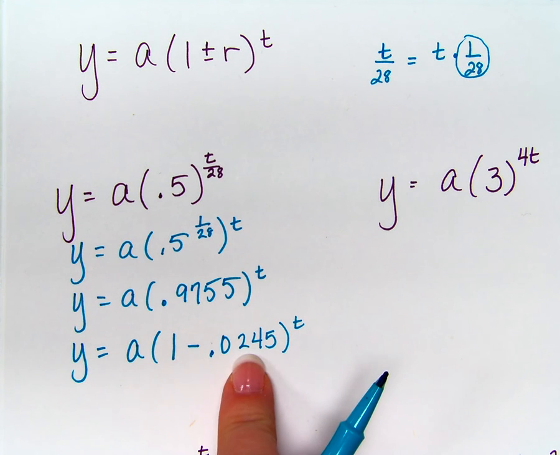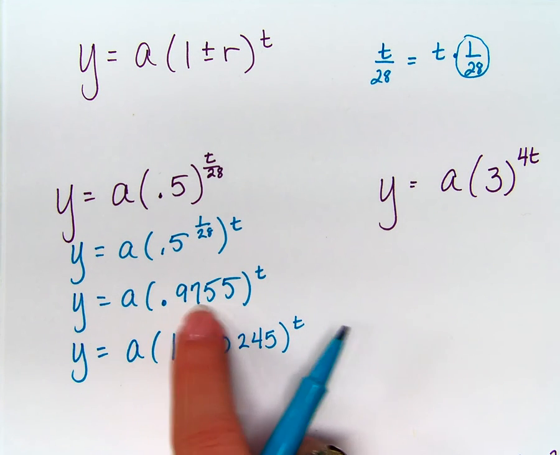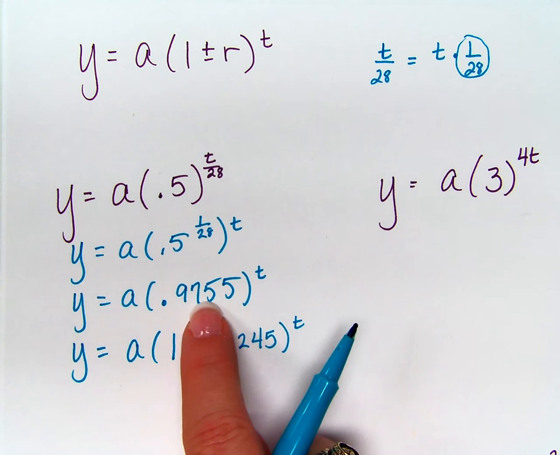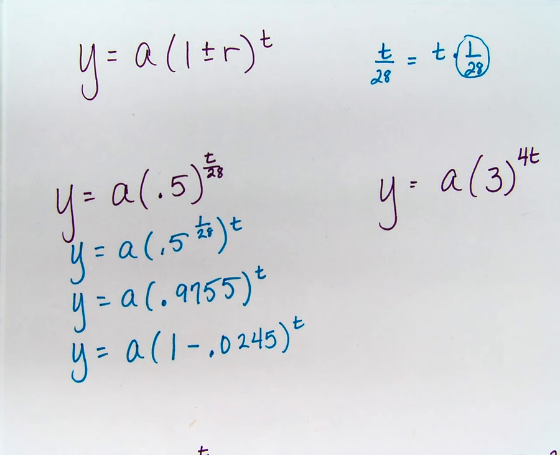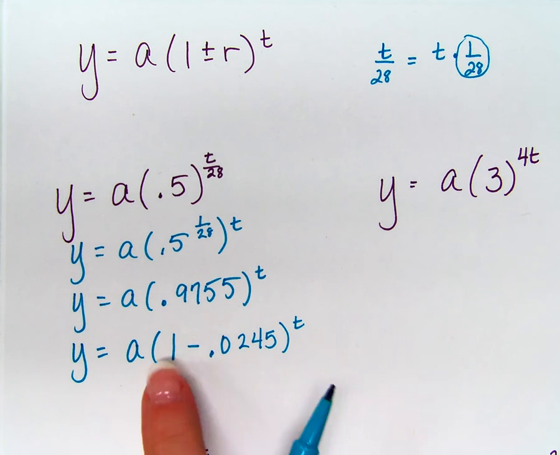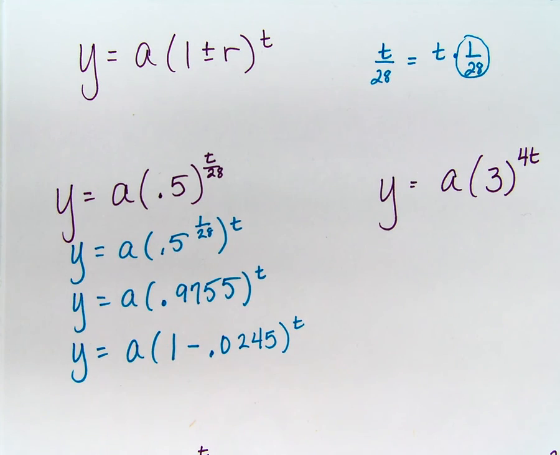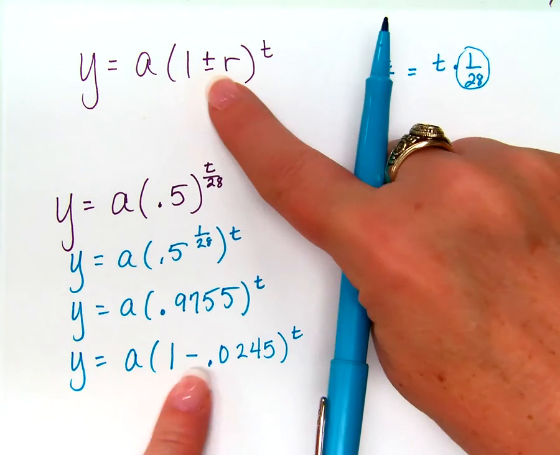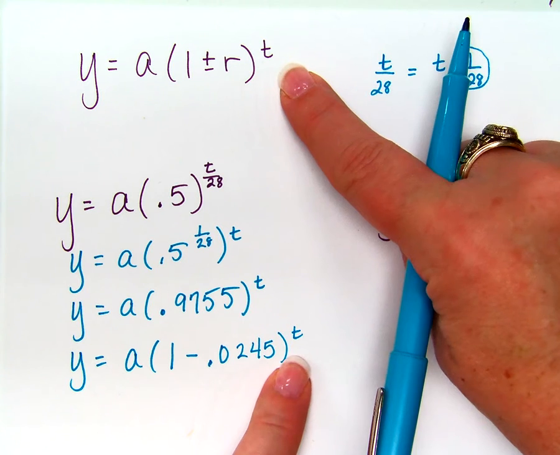Does that make sense? So she subtracted this number from 1 to figure out what you'd have to subtract from 1 to get to that. Kind of a little backwards thinking, but you guys know how we are with that. We're okay with that. And guess what this is? Does it say y equals a times 1 plus or minus something raised to the t power?